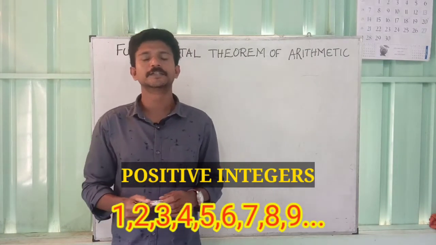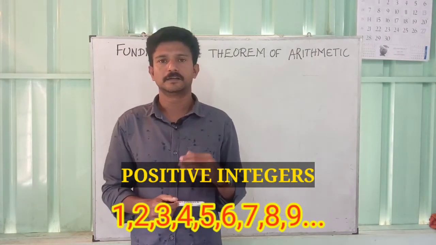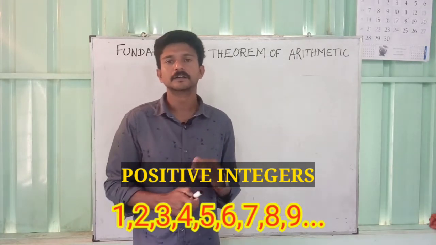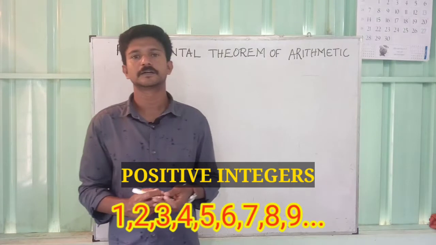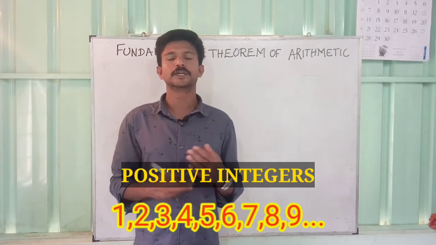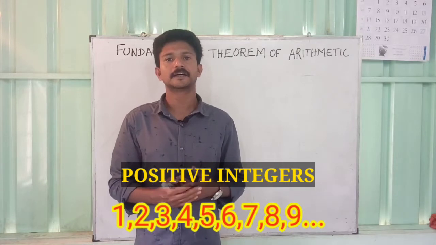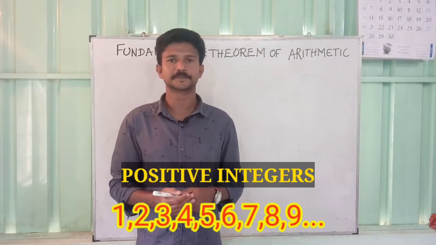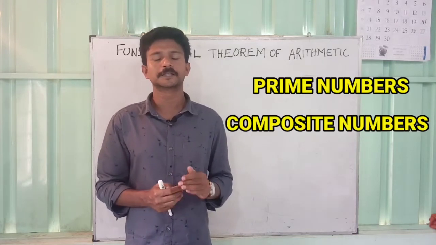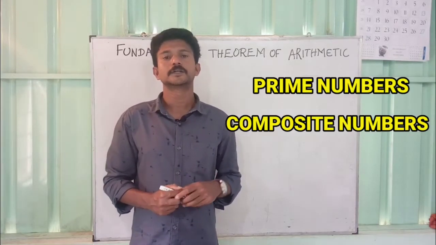Positive integers: if you take those numbers, except 1, the remaining numbers we can classify into two categories. One is prime numbers, another one is composite numbers.